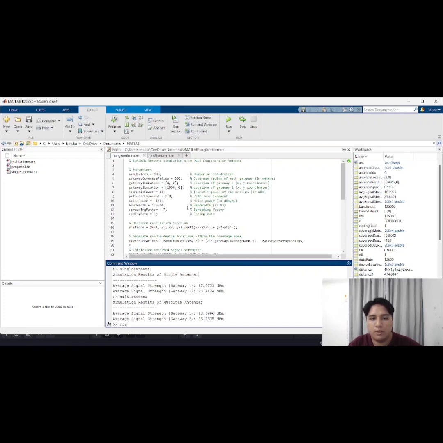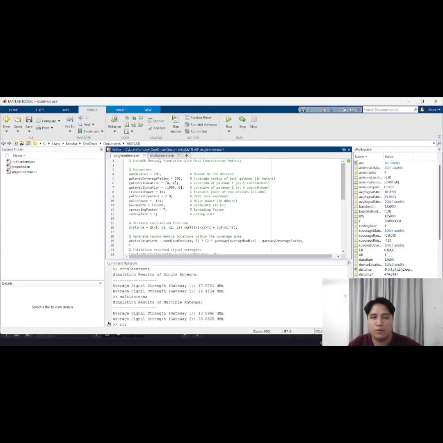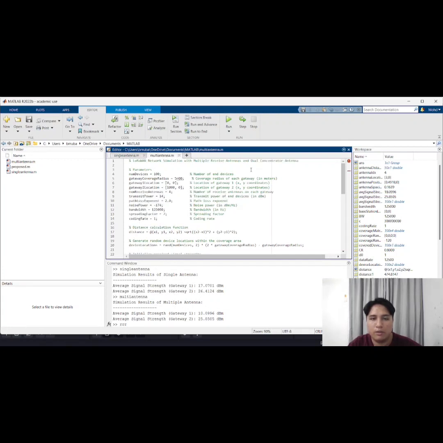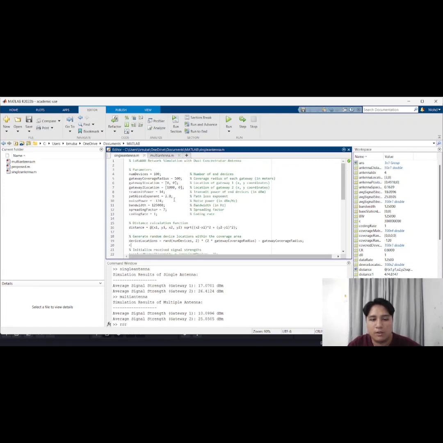As we can see from this MATLAB simulation that we wrote, we found that the average signal strength for a single antenna is lower compared to multiple receive antennas. Both of these simulations are for the dual concentrator antenna, meaning two base stations. Each base station in the first one has a single antenna, and for the second one, each base station has multiple receive antennas, which is 4.